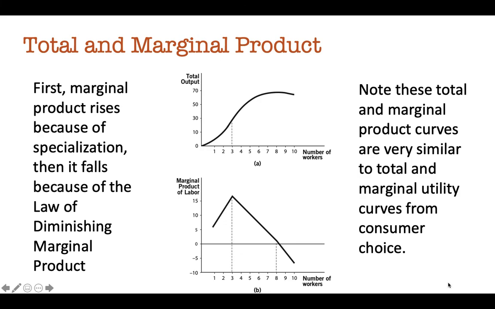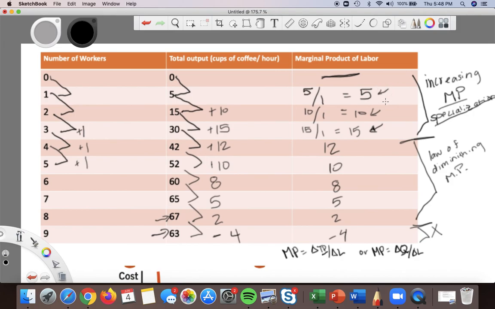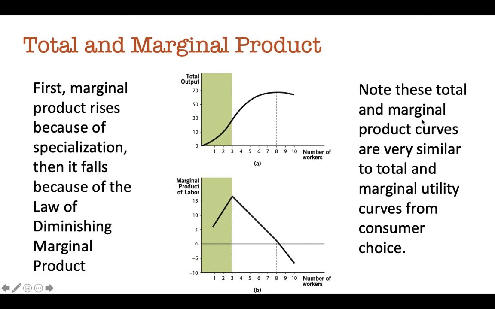So first occurs where I have this increasing rapidly total output, and I have positive slope here when it comes to my marginal product. This green zone up to hiring 3 workers is where we see those gains from specialization. So if I move over here, my marginal product is increasing because those workers are splitting up the work and specializing. Here is where my marginal product diminishes. So you can see total output's still going up, but it's getting flatter and flatter.